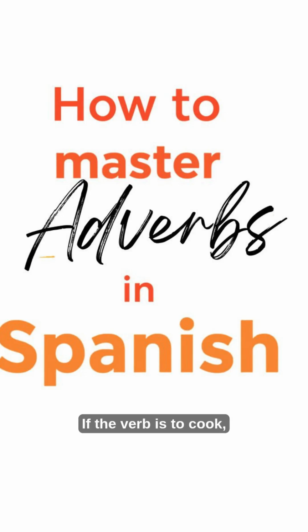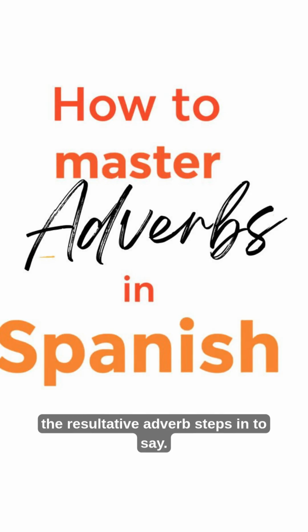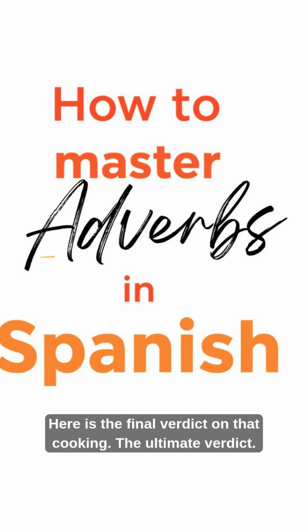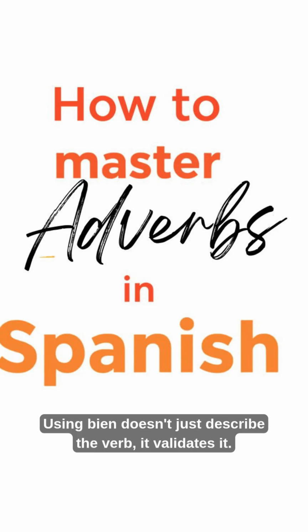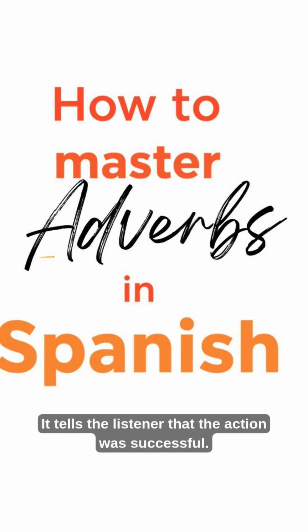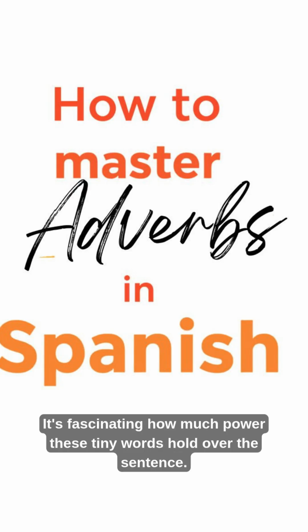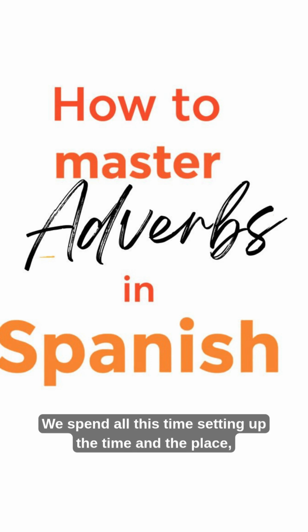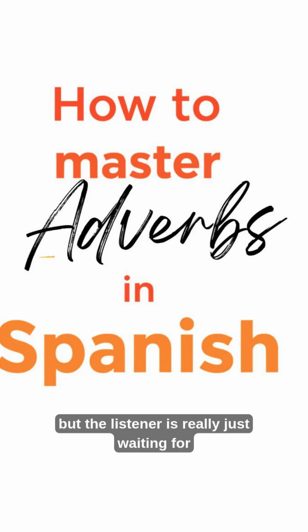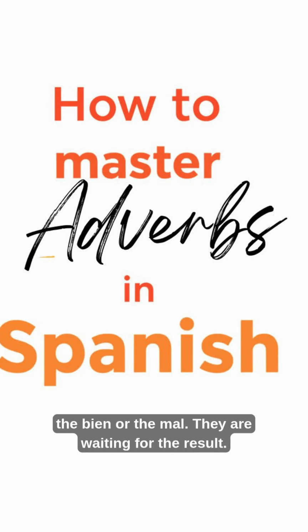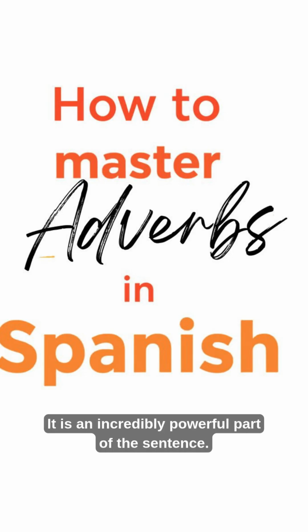If the verb is to cook, the resultative adverb steps in to say, here is the final verdict on that cooking. The ultimate verdict. Using bien doesn't just describe the verb, it validates it. It tells the listener that the action was successful. It's fascinating how much power these tiny words hold over the sentence. We spend all this time setting up the time and the place, but the listener is really just waiting for the bien or the mal. They are waiting for the result. It is an incredibly powerful part of the sentence.